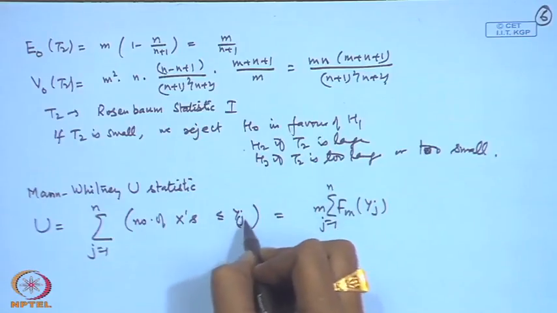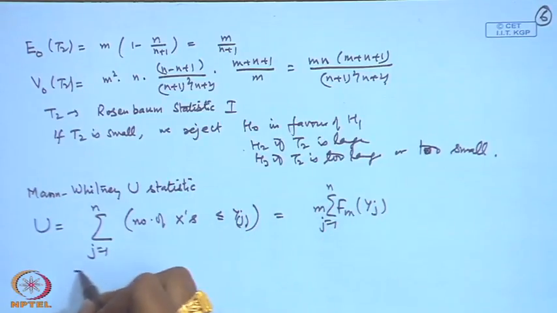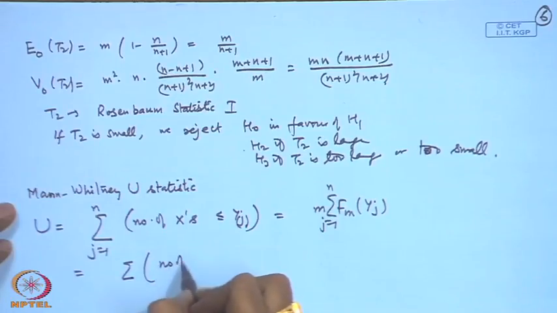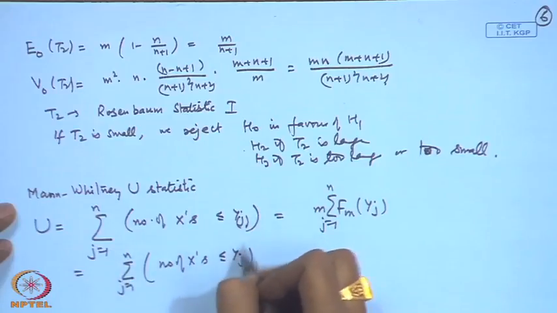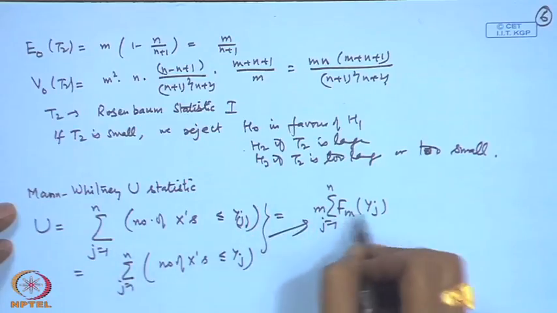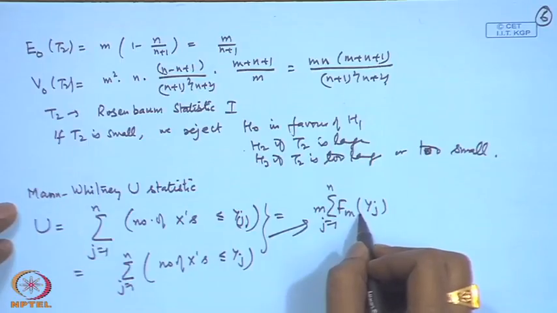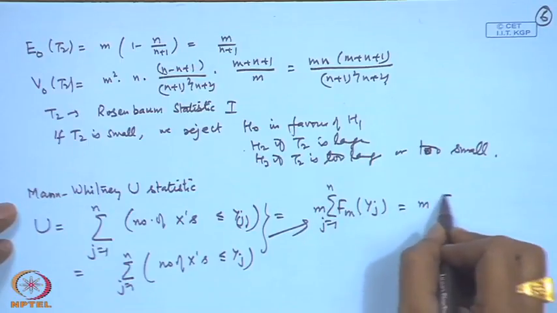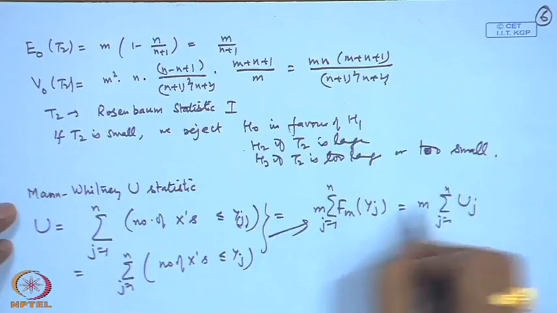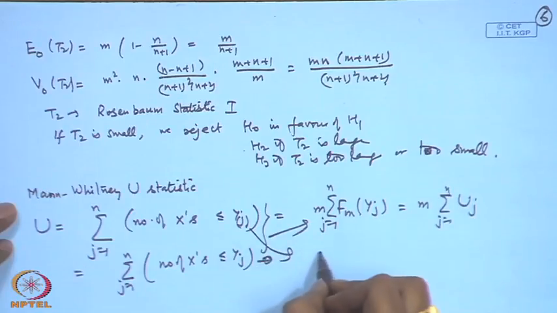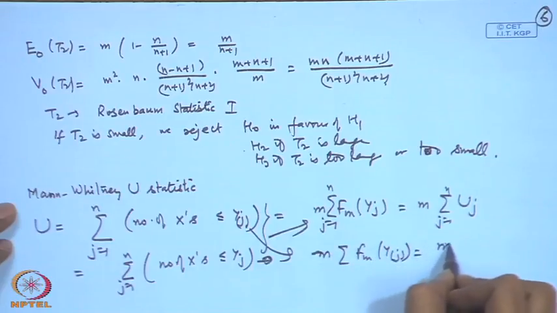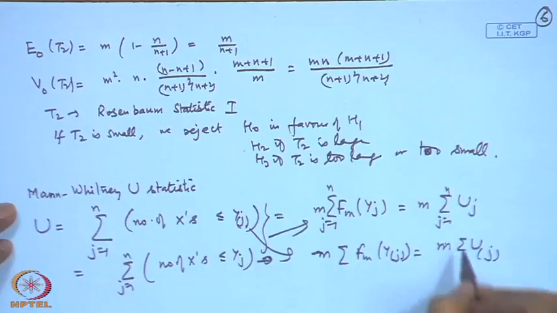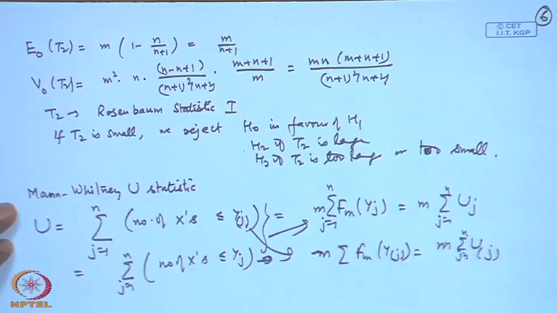Actually, here if I put this or if I put this, they are the same, number of x's less than or equal to y j. Because when I am summing over all j's, whether it is ordered or unordered, both are the same. So, both of them I can write like this. Now, the advantage of this term is that it is simply m times sigma of u j, and if I consider this form, then it is m times sigma F m of y j, that is equal to m times sigma of u j. So, this is now known as the Mann-Whitney U statistic.